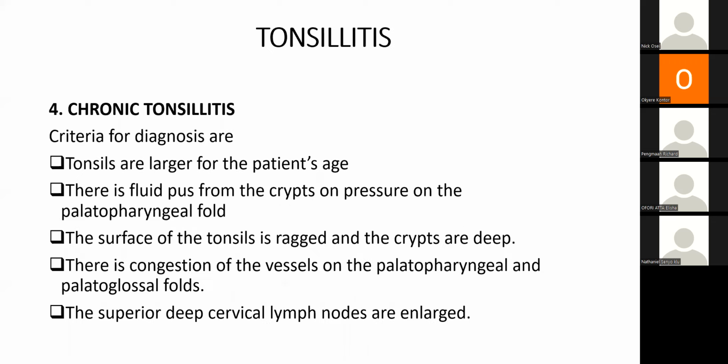In the case of chronic tonsillitis, a typical inflammation of the tonsils would qualify to be chronic if the tonsils are larger for the patient's age. Last Saturday, I saw a child whose tonsils were extremely bulging and had almost covered the uvula. So you couldn't even appreciate the uvula.